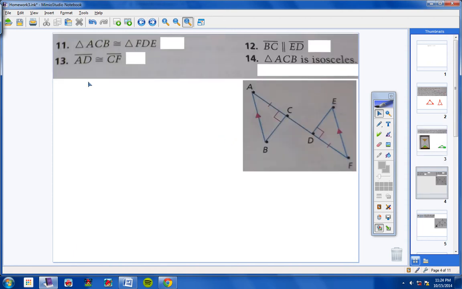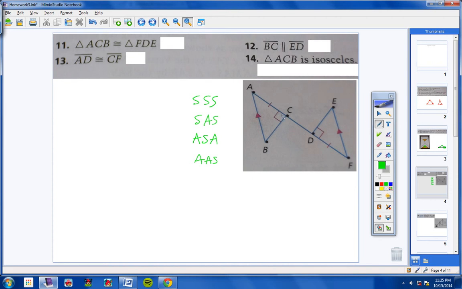Okay, the directions say decide whether the statement is true or false or cannot be determined, using this diagram over here. All right, here we go. Triangle ACB, so this triangle here, is congruent to triangle FDE. Now remember, if we're going to prove that, or if we're going to be confident they're congruent, we have to use either side, angle, side, angle, side, angle, or angle, angle, side. So, let's see what we have here, okay?